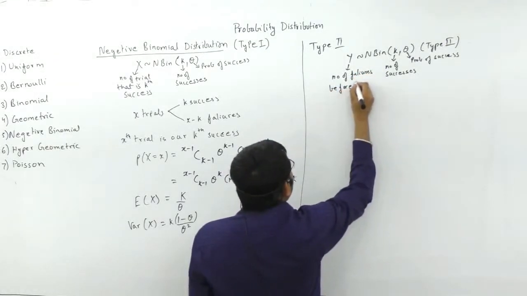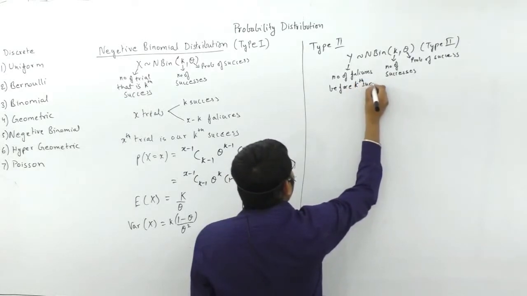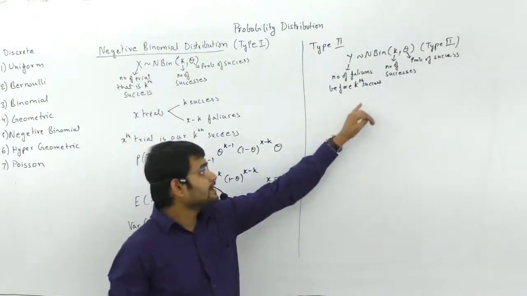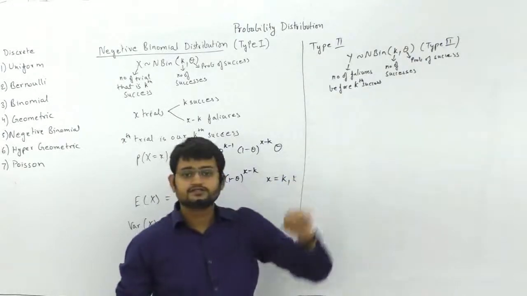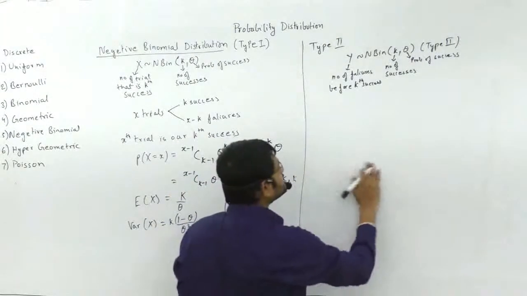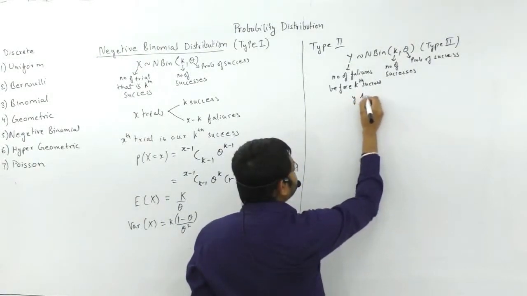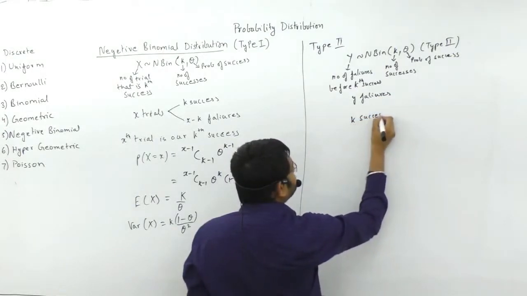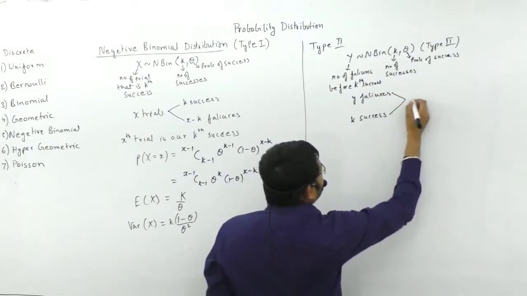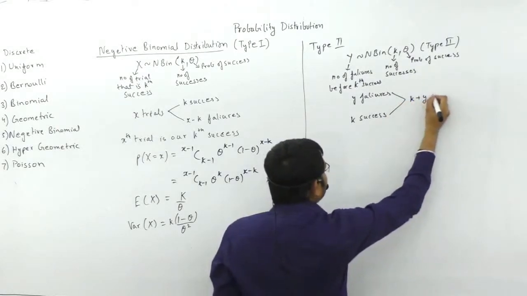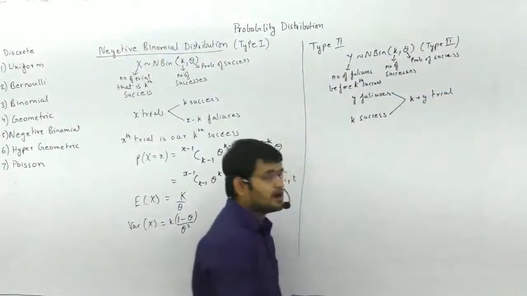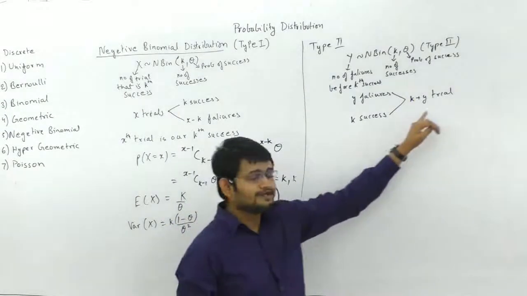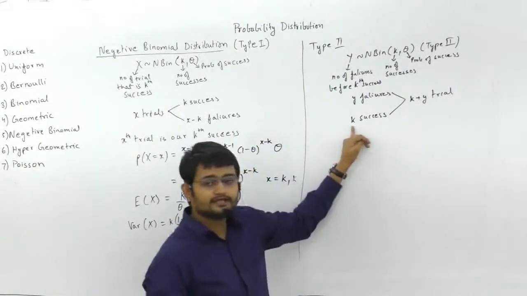before the kth success. So basically, we'll count the number of failures that we get before we get the kth success. Now here, I can say I have Y failures and I have k successes. That means the total number of trials is going to be k plus Y. So out of k plus Y trials, I have Y failures and k successes. I know that my last trial is going to be my kth success.